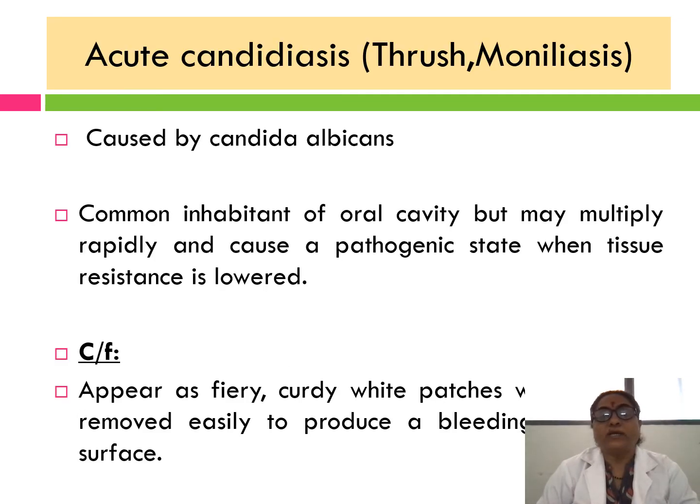The next condition is called acute candidiasis. It is also called thrush or moniliasis. It is caused by Candida albicans. It is commonly inhabited in the oral cavity, which is always present. It is not new to your oral cavity. It is always present, but may multiply rapidly and cause a pathogenic state when the tissue resistance is low. The clinical feature usually appears as a fiery, curdy, white appearance, which easily produces bleeding on the surfaces.